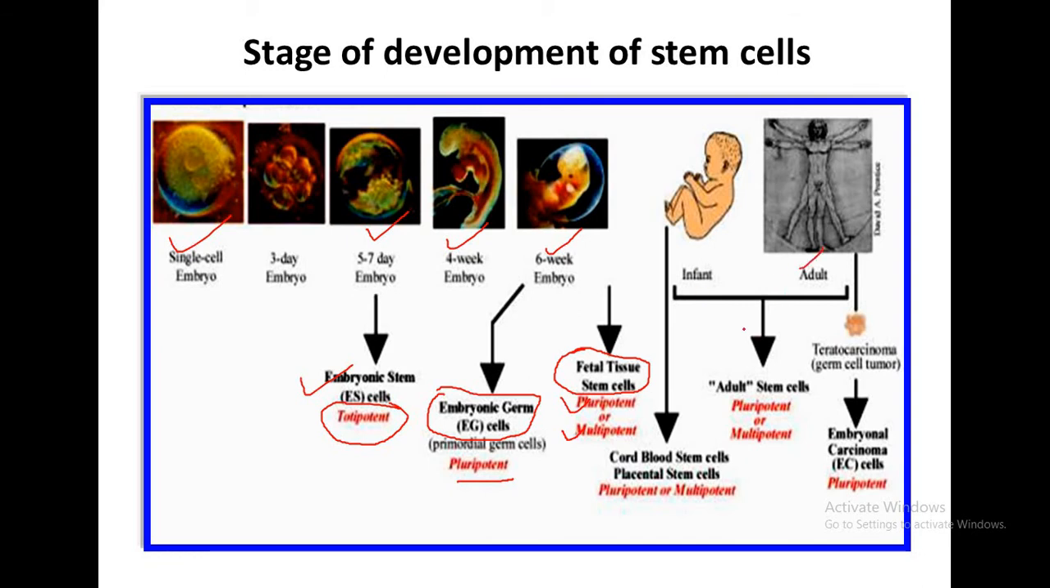Here you can see this infant convert into an adult. So the stage in the middle between infant and adult is called the adult stem cells. It could also be pluripotent and multipotent. And here you can see these adult stem cells are called the embryonic carcinoma cells. These cells are the pluripotent stem cells.